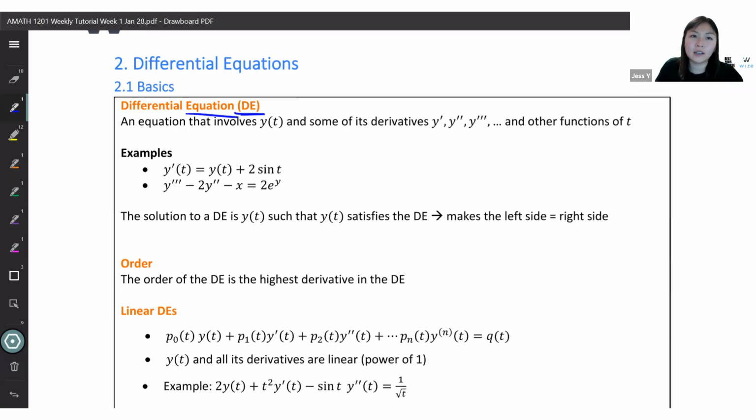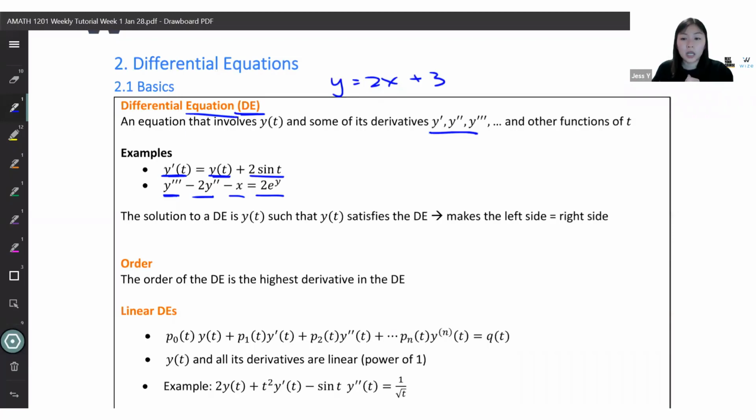It has the word equation in it, so it's an equation. This equation is special. It's not just y equals 2x plus 3 or anything like that. It's now going to involve some of its derivatives. So for example, the equation y prime, the first derivative, equals y plus 2 sine t. Or the third derivative, y triple prime minus 2y double prime minus x equals 2e to the y. So it involves y, it involves some of its derivatives, and it can involve the independent variable t or x or whatever it is, okay?